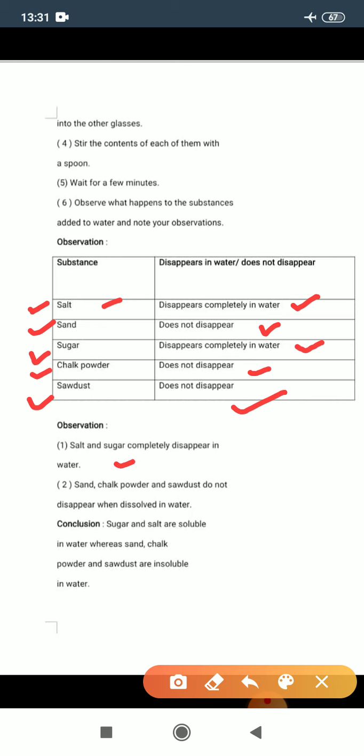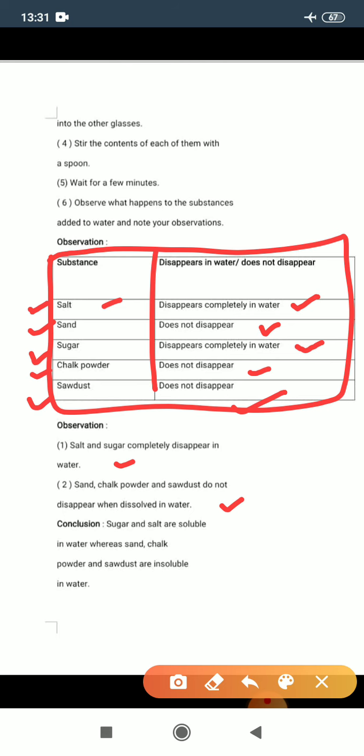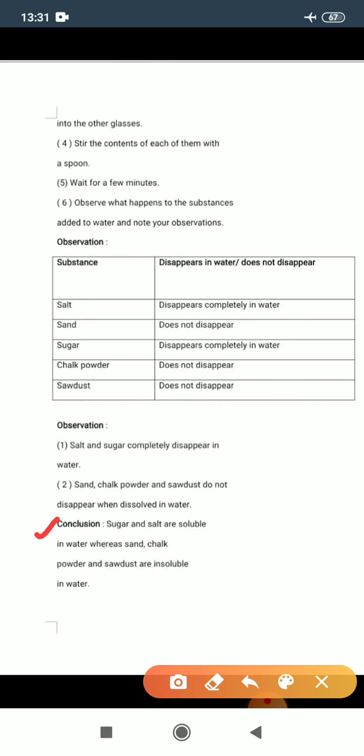Let's see point number 1 of the observation. Salt and sugar completely disappear in water. Point number 2, sand, chalk powder and sawdust do not disappear when dissolved in water. So as per this table, we can convert this table into these two statements. Now the last step of this experiment is conclusion. Sugar and salt are soluble in water, whereas sand, chalk powder and sawdust are insoluble in water.